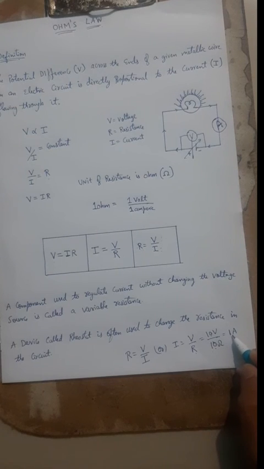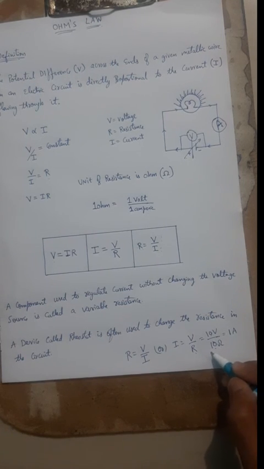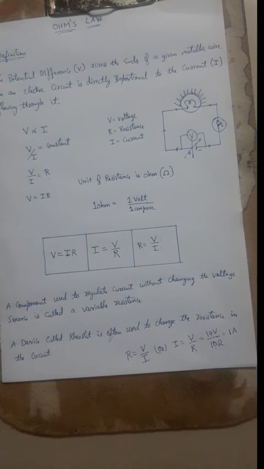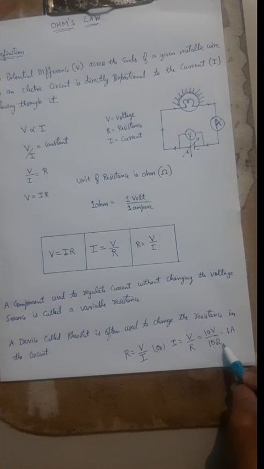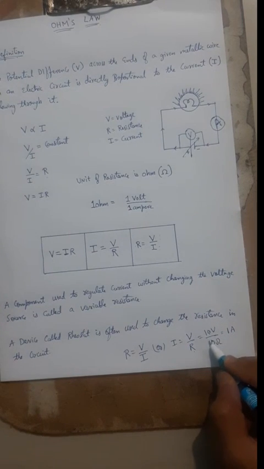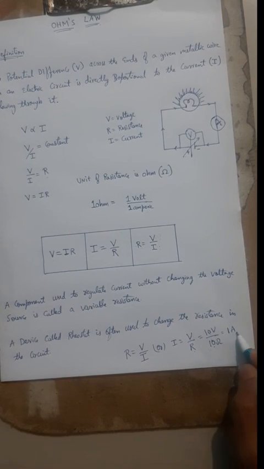Suppose in the circuit you need 0.5 ampere of current, but what you are getting is 1 ampere. So with the help of the rheostat, you increase the resistance up to 20 ohms. In this case, 10 upon 20 becomes 0.5 ampere.